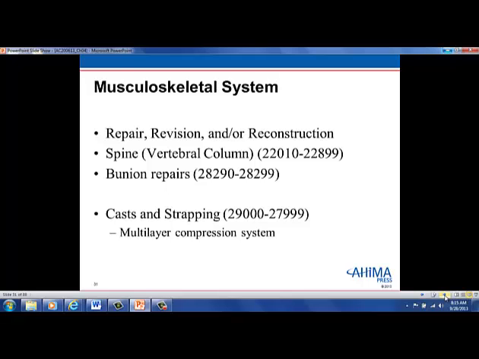Applying a multi-layer compression system on various limbs is coded as 29581 through 29584. A multi-layer compression system provides therapeutic compression for the treatment of edema associated with leg ulcers and related conditions.